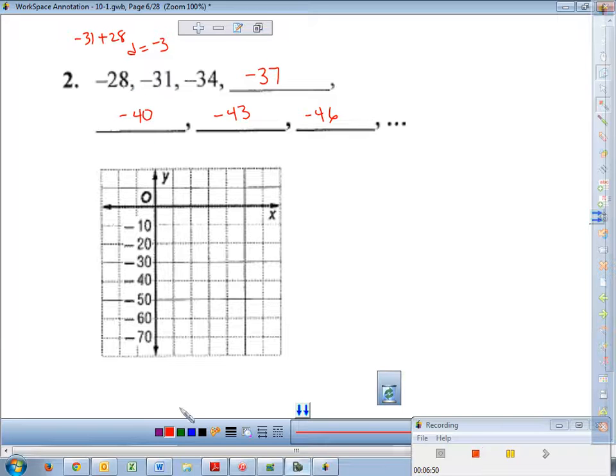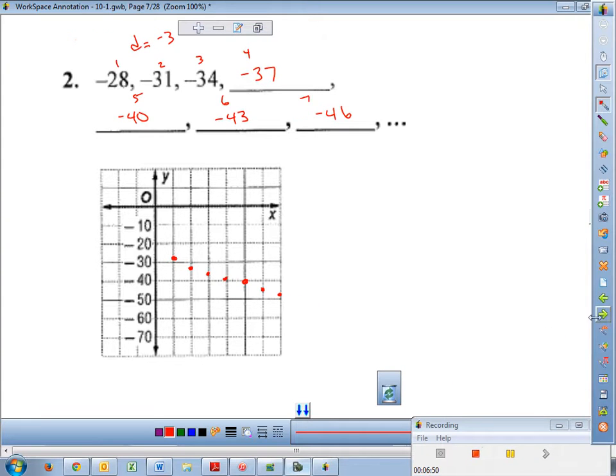Now we'll graph them. It's at 1, negative 28. So remember, negative 28 is above negative 30. Then negative 31, negative 34, negative 37, negative 40, so I kind of messed that up a little bit, negative 43, should be nice, neat, and straight. You just don't want to connect the dots together.